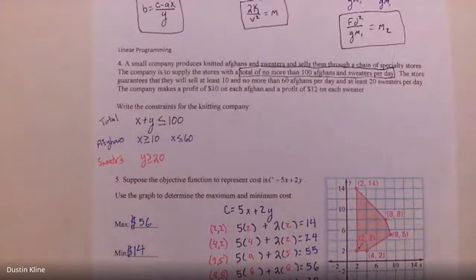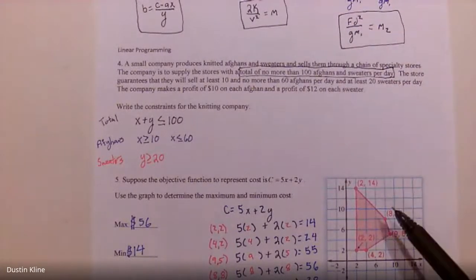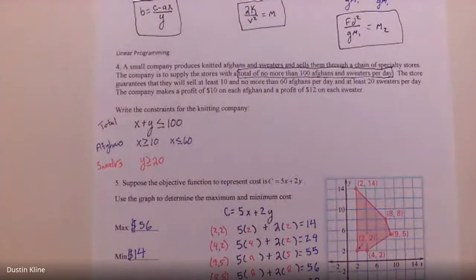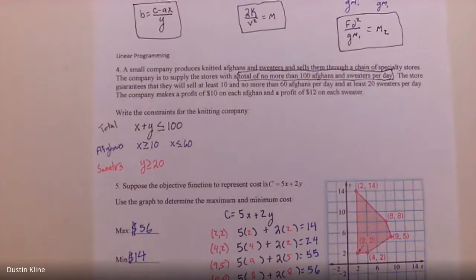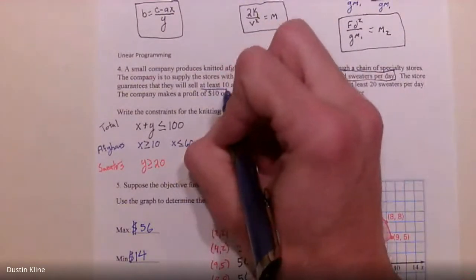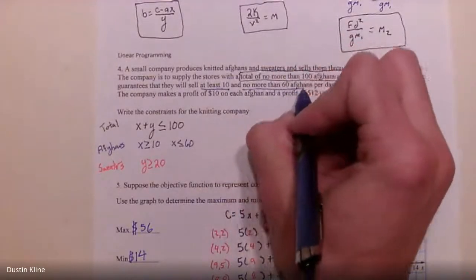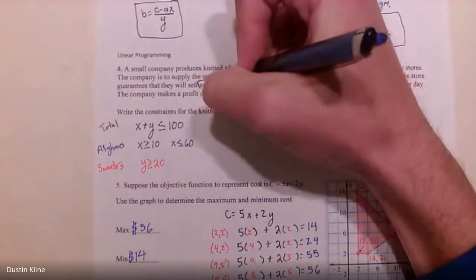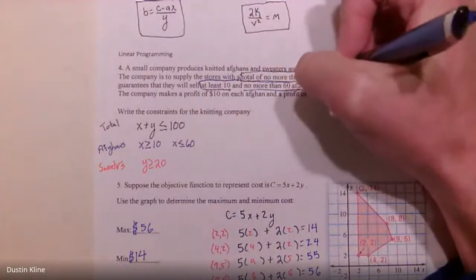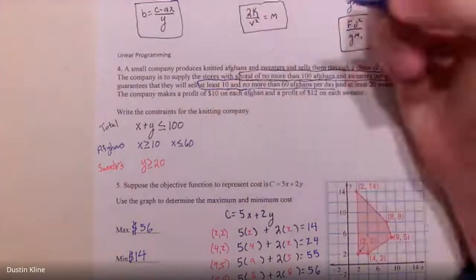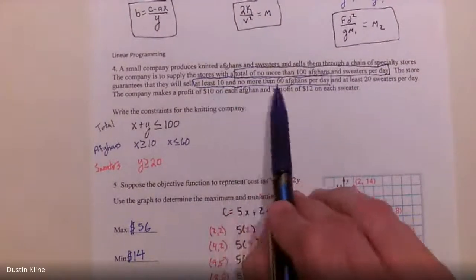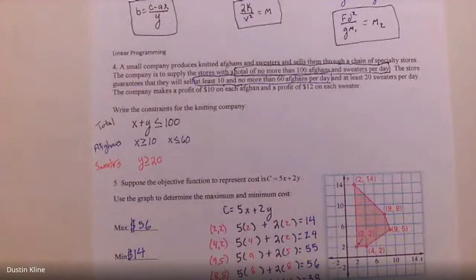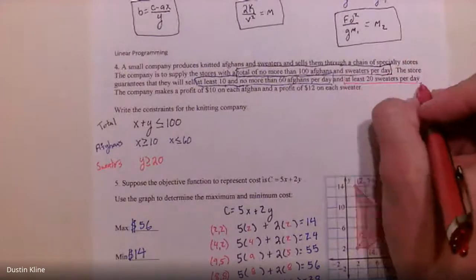That's a constraint. The store guarantees it will sell at least 10 and no more than 60 afghans a day. Again, there's some words that tell you you're being restricted or constrained in this situation. At least 10, no more than 60 afghans per day. So that's a constraint. We can't sell as many afghans as we want. We can't sell 0. We have to fall within these boundaries or these constraints. And at least 20 sweaters per day. So there's another constraint or boundary.